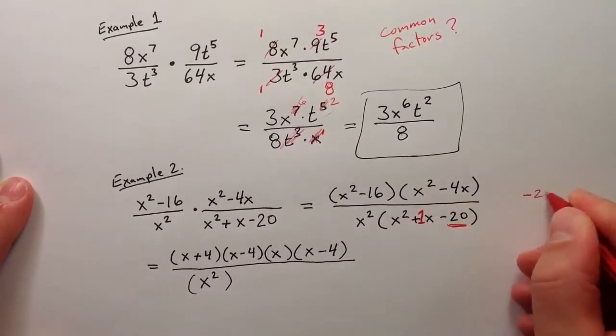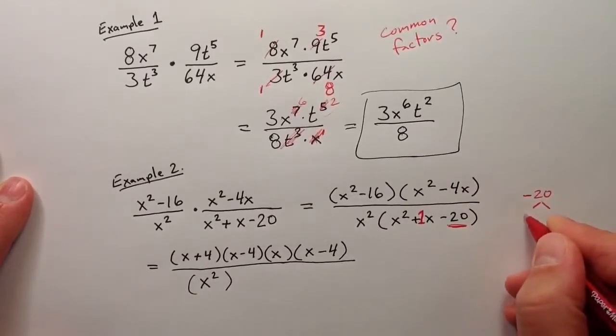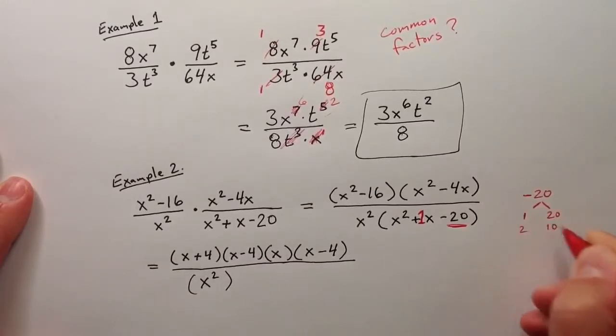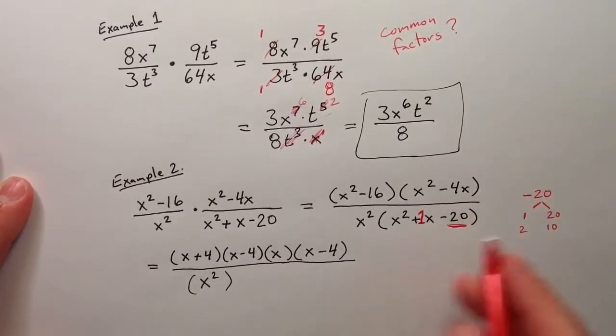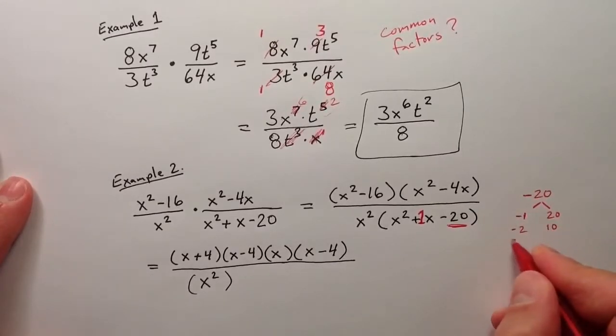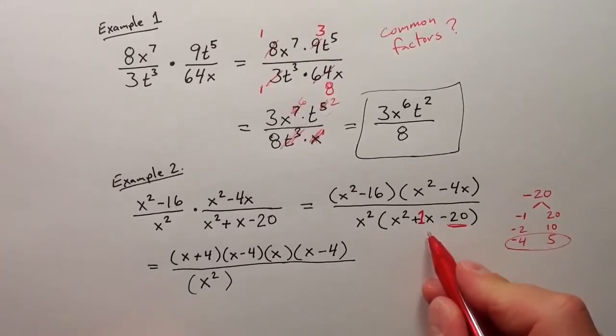So negative 20, that tells me that the factors are going to have different signs. Right? So I could go through the list if I'd like, 1 and 20, 2 and 10, and so on. And because I want the result to be positive, I know the smaller factor has to be negative. So 3 doesn't go into 20, but 4 and 5. 4 times 5 is 20. And of course, those two add together to give us a positive 1.